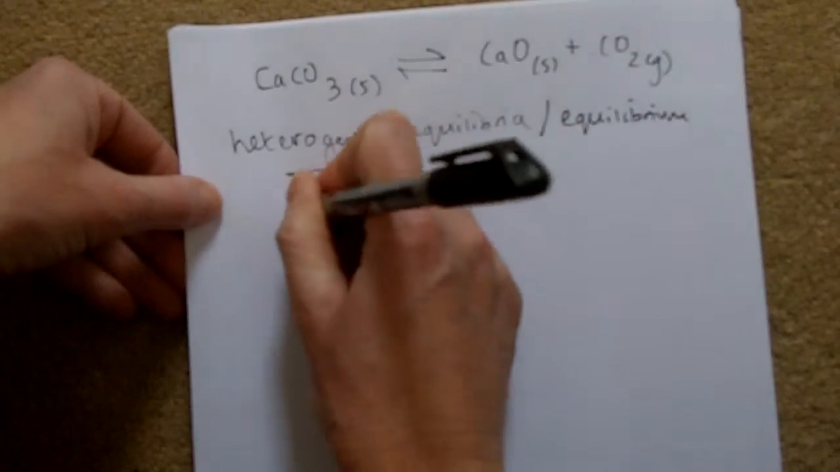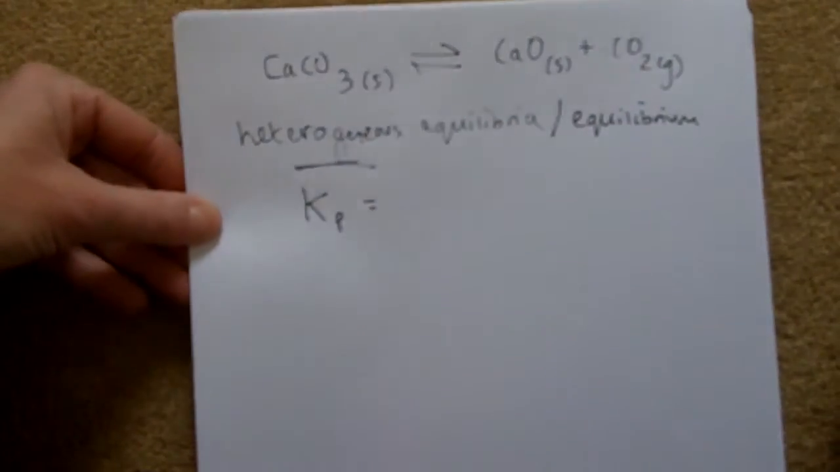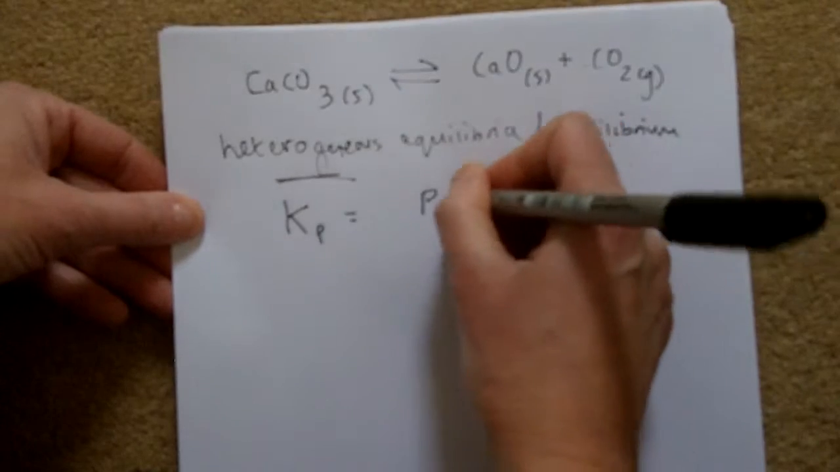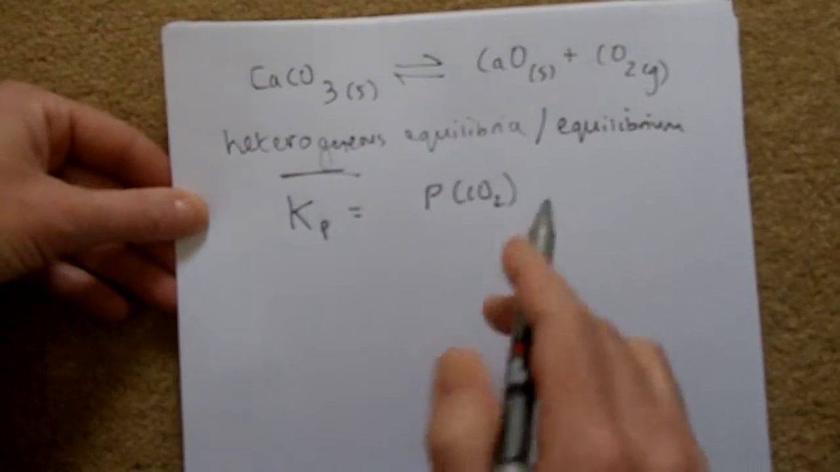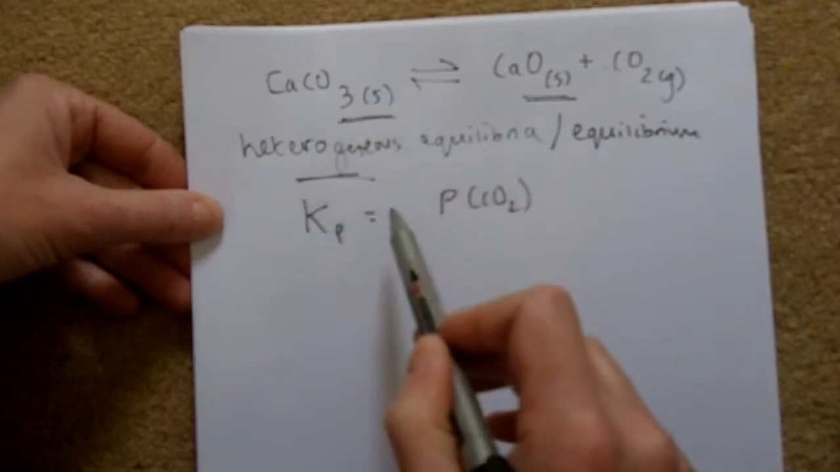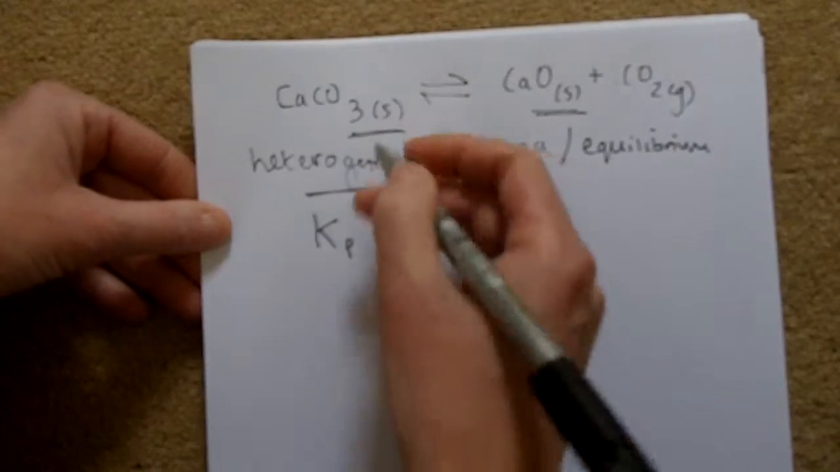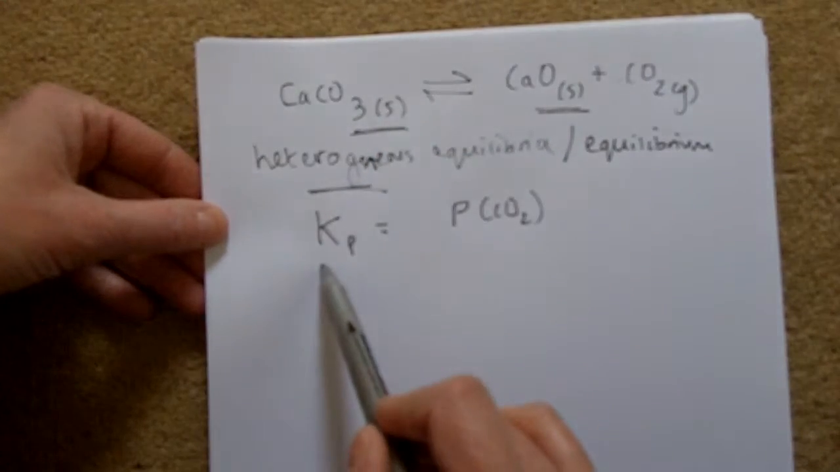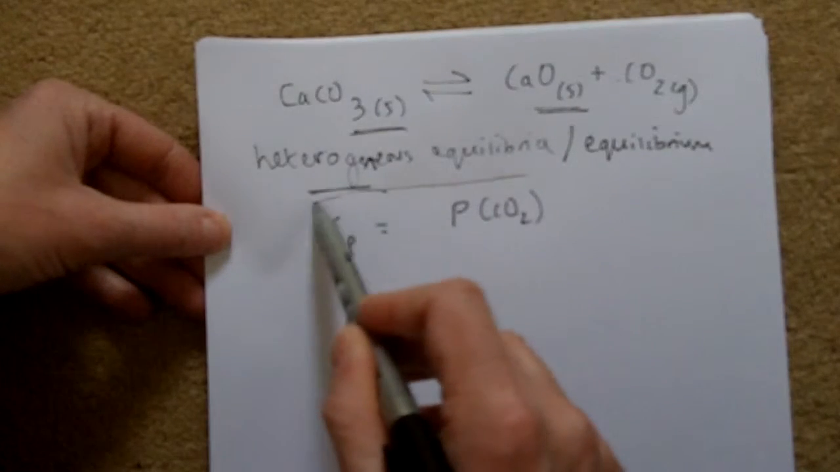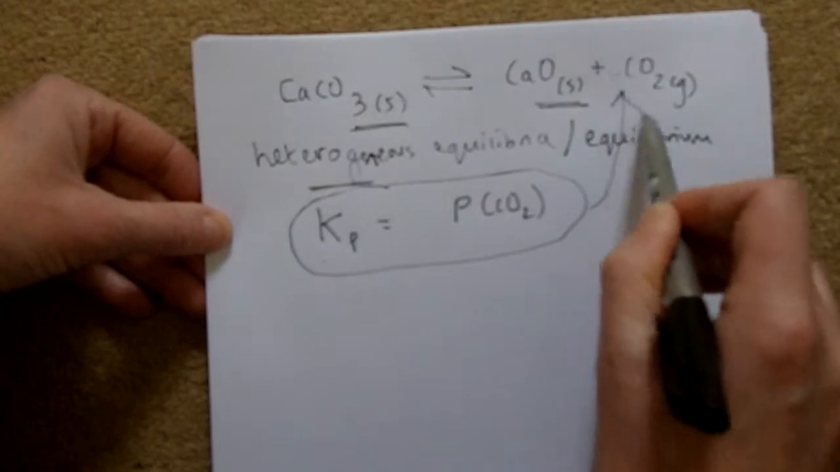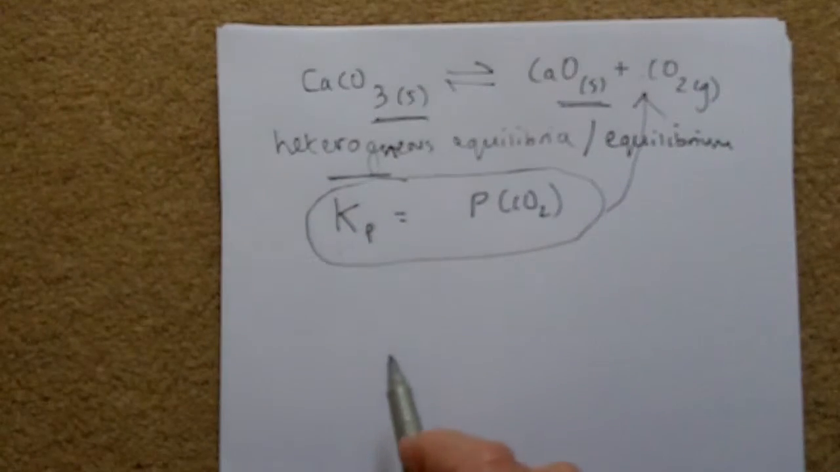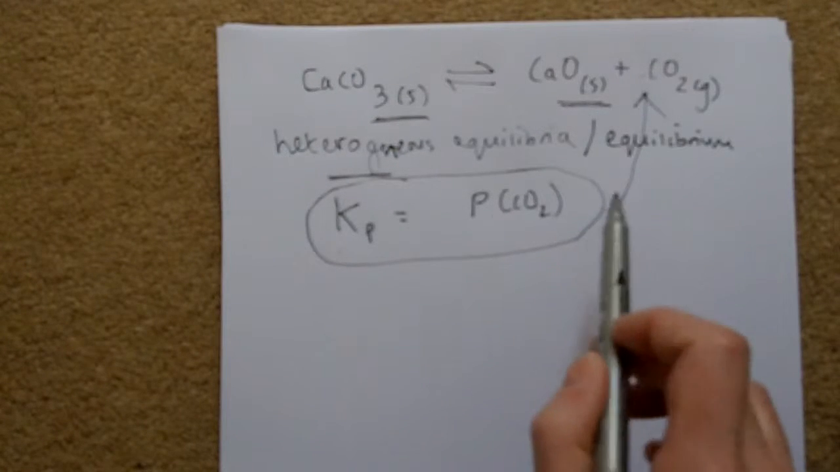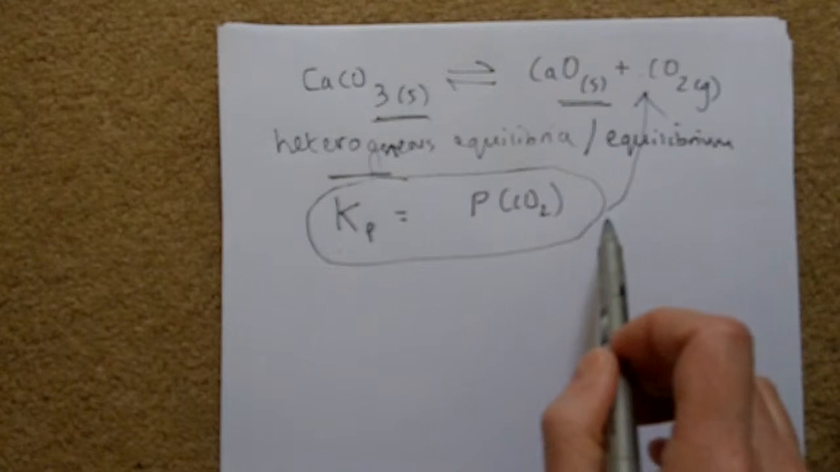Now if we write the expression for Kp for this equation, we take the partial pressure of CO2, because it's a gas. Because these are solids, solids and liquids are not included, since they've already been taken account of in the equilibrium constant. So the expression for Kp for this equation is simply the partial pressure of CO2. That's quite an interesting example, yeah? And partial pressure can be in pascals, kilopascals, or atmospheres.